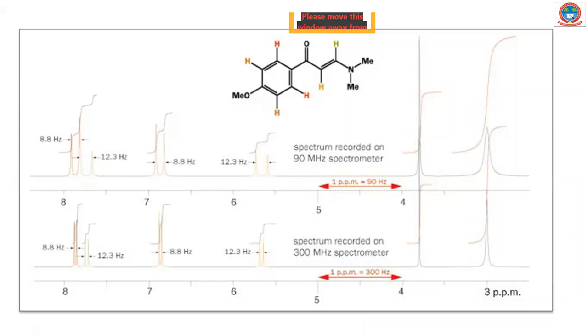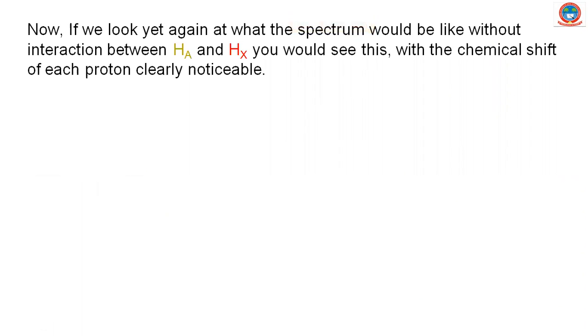So what is the statement? J value is independent of the applied magnetic field. J value is always the same. You take any molecule and measure on any instrument, the J value will not change. This distance, which is very magnified here, would shrink or become very sharp, but it will still give you the value 8.8 hertz. Here they are the same.